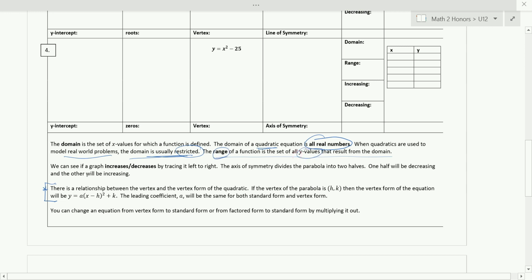Okay. Also, the next thing, we see that a graph increases or decreases by tracing it from left to right, just like you would read a book, from left to right. And if your hand's dropping, it's decreasing. If your hand's rising, it's increasing. And the axis of symmetry divides the parabola into 2 halves. One half will always be decreasing, the other half will always be increasing.